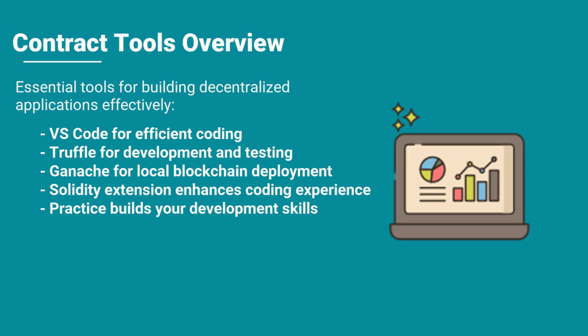In summary, we have covered the essential tools for effective smart contract development, including VS Code and its Solidity extension for efficient coding, Truffle as a comprehensive framework for development and testing, and Ganache for deploying and testing your contracts on a local blockchain. With these tools, you are well equipped to develop, test, and deploy your smart contracts efficiently. Keep practicing, and you'll soon be building your decentralized application.